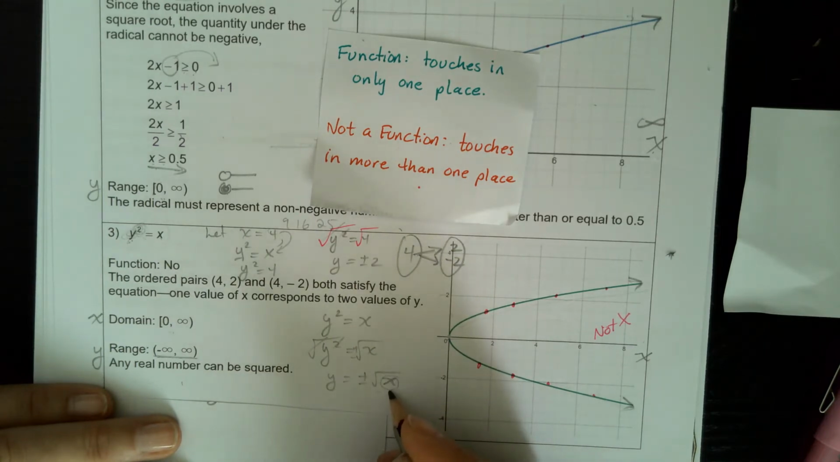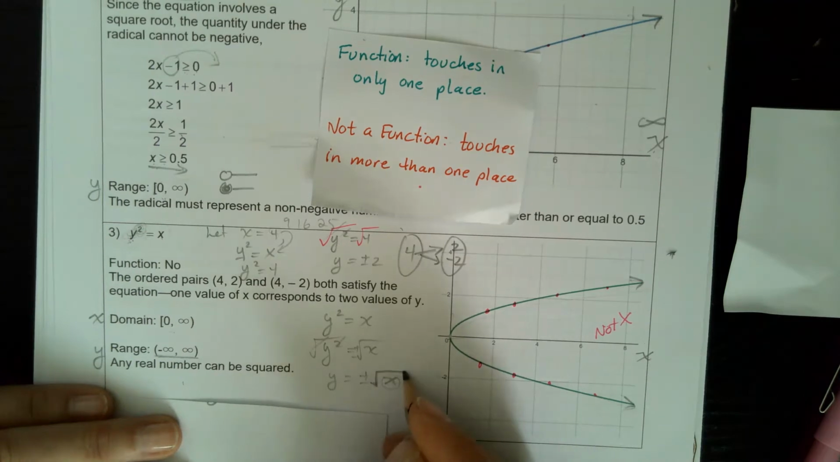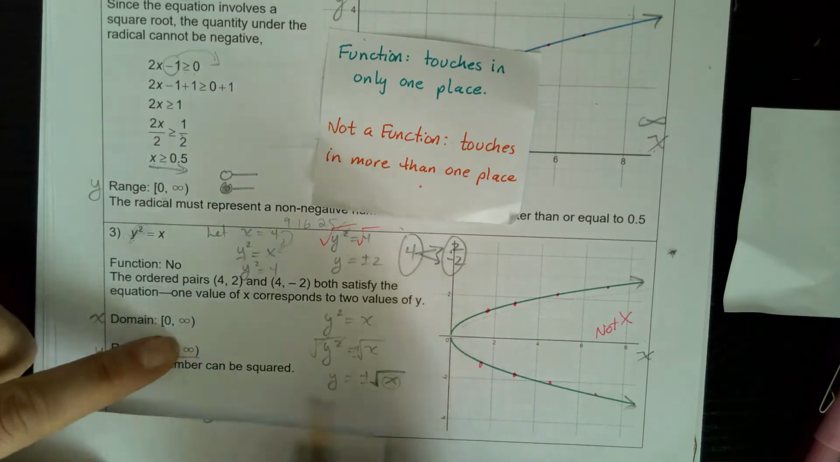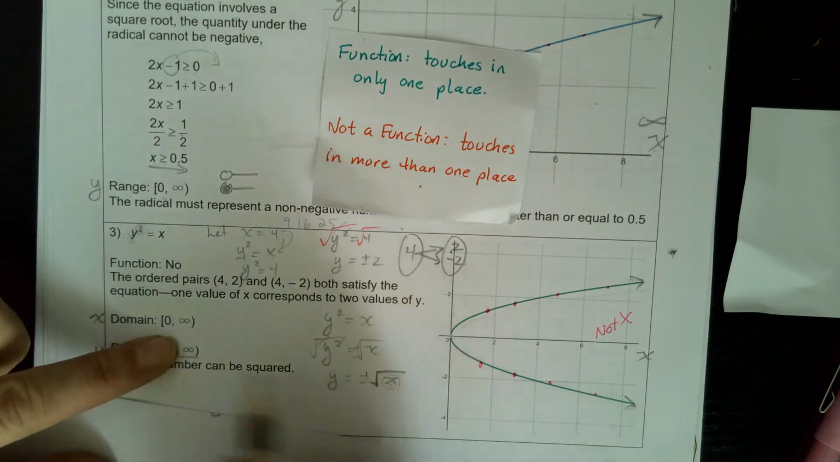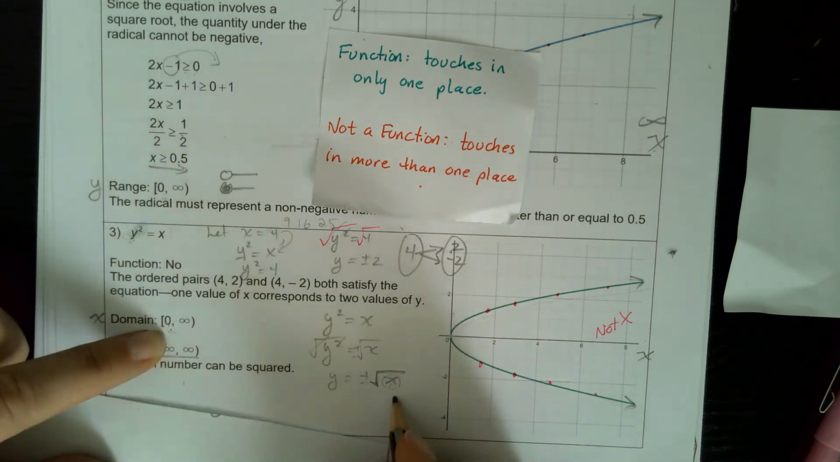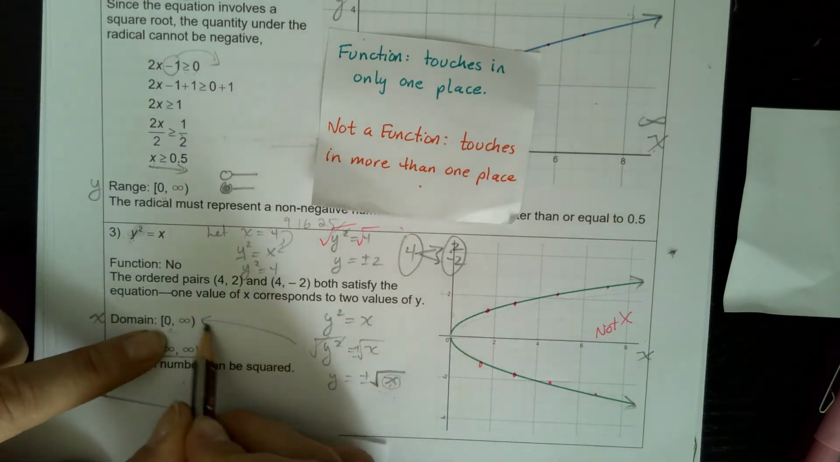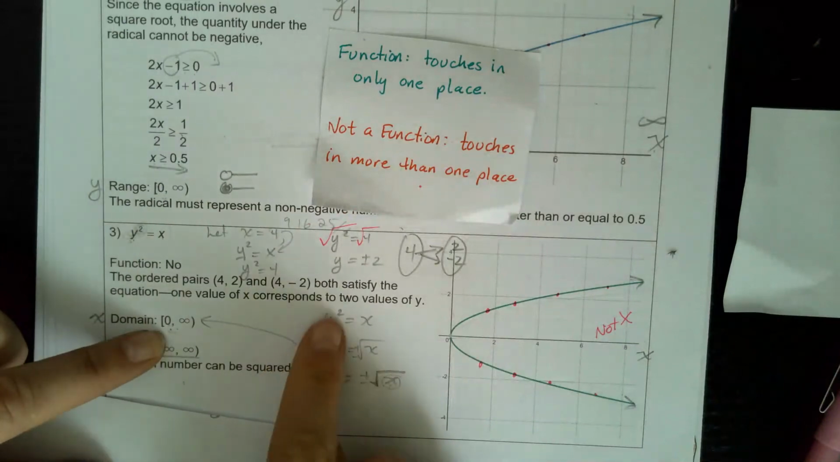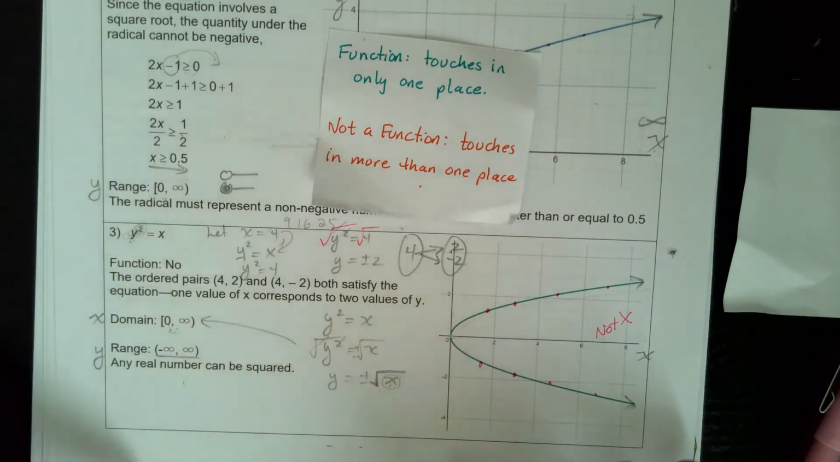X has to be bigger than 0 because it's a square root. I can't put negative numbers in here and get an answer. I can only put positive numbers in here because it's a square root. So by solving for y, I can see that x has to be bigger than 0. Okay, it can be 0, but it has to be 0 or bigger. So this is another way to do your domain. You can do it through a picture, or you can do it by solving for y.